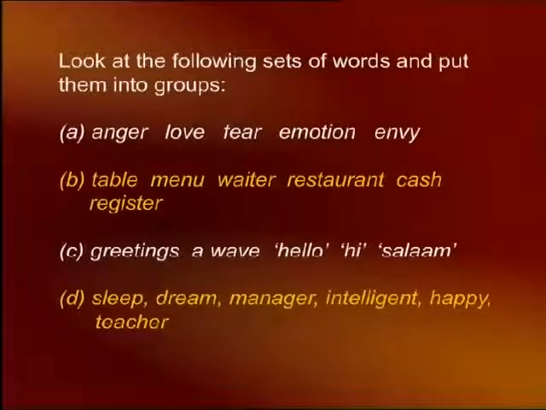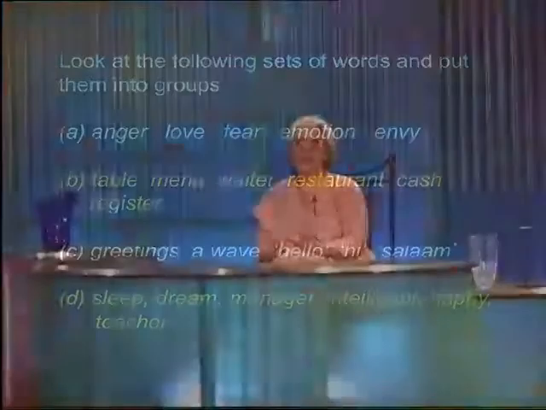In the same way, look at D, number D. And the words over there are sleep, dream, manager, intelligent, happy, teacher. A number of words. How would you categorize them? Sleep and dream go together, because you dream only when you sleep. Of course, you would say that you can also dream when you are awake, but that would be a daydream.